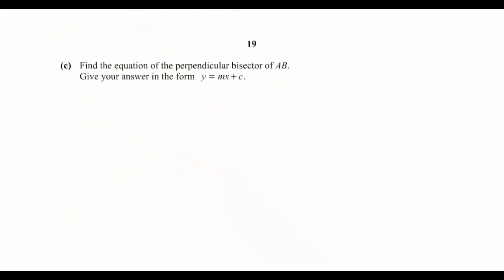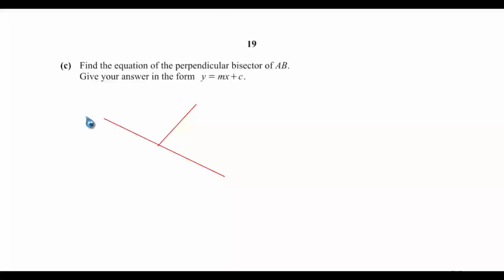So that will be part C. Find the equation of the perpendicular bisector of AB. Okay, so already we have AB to be like this. Let's have a sketch here. So this is AB, and the perpendicular bisector will be a line like this. Okay, so we can draw it like this or simply here.